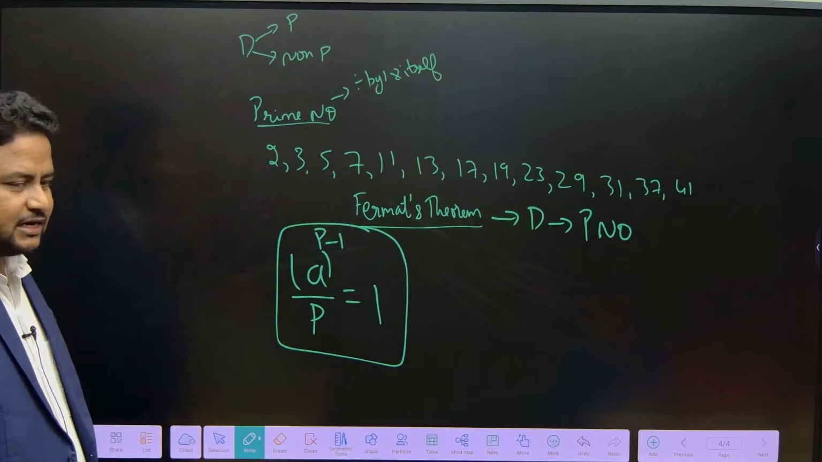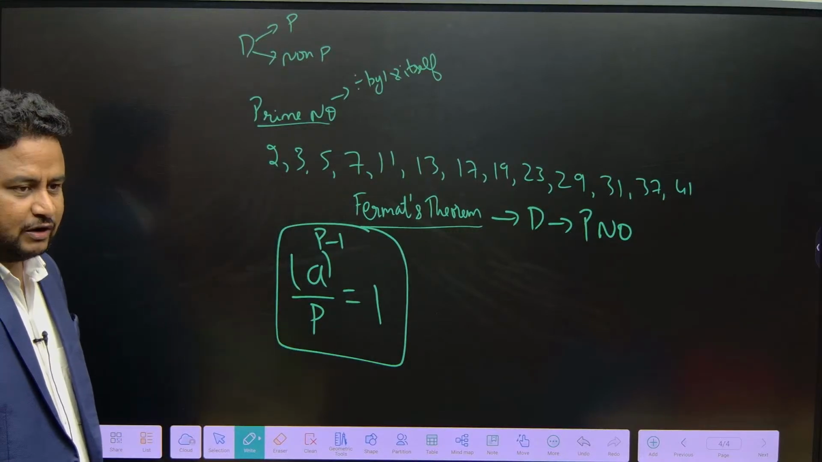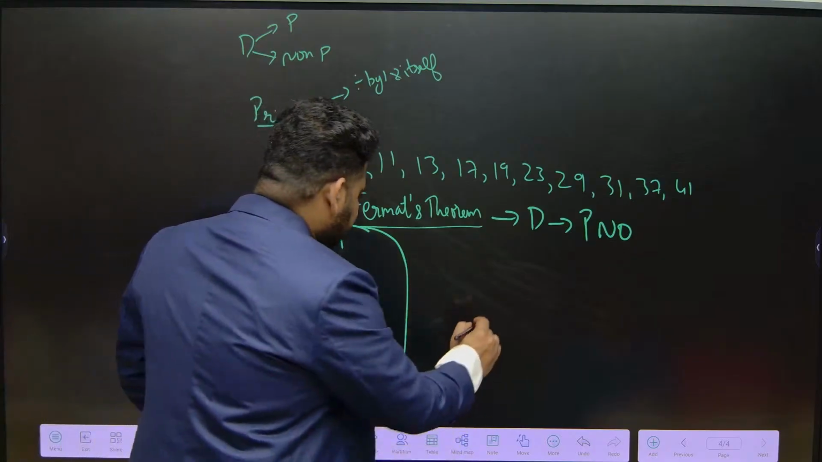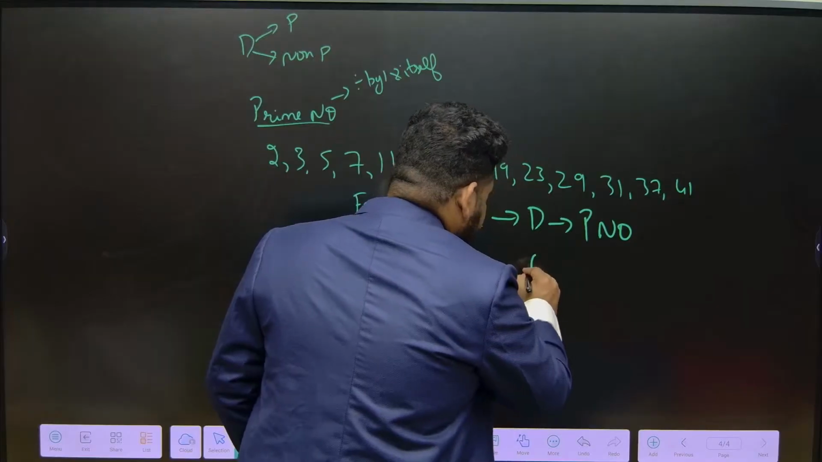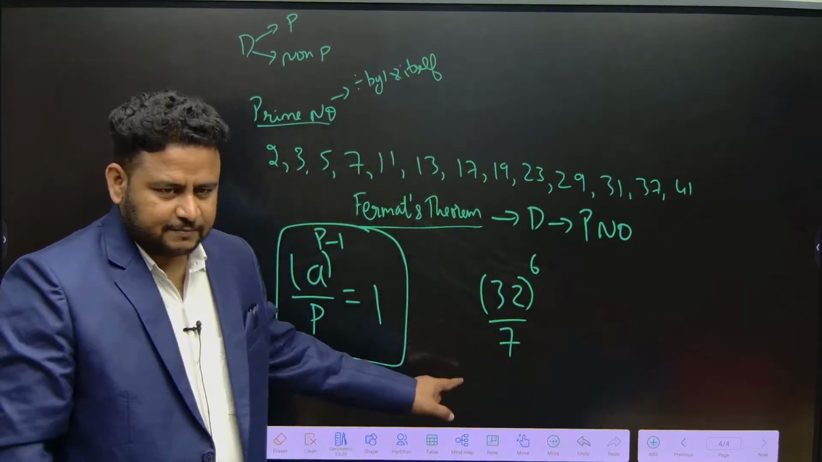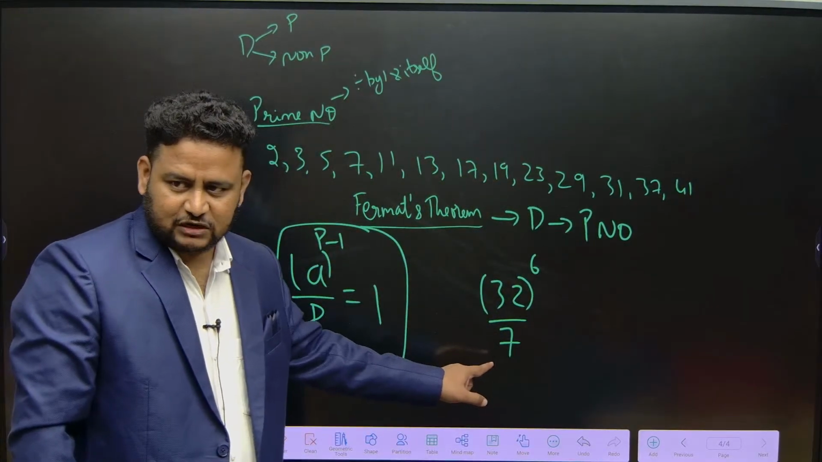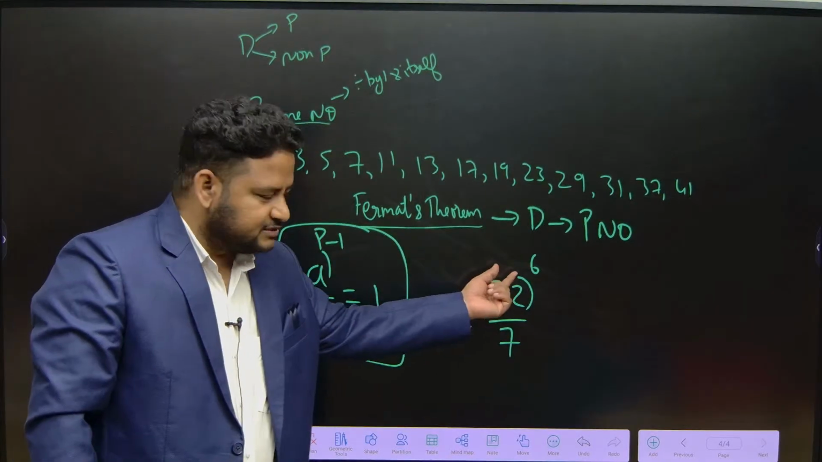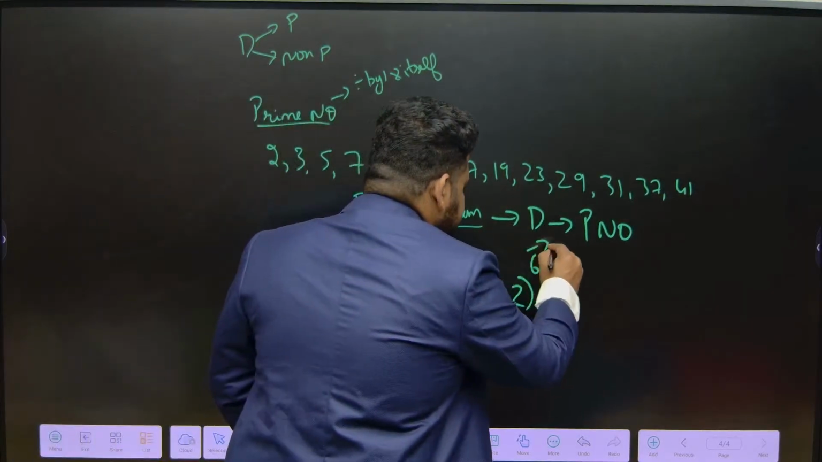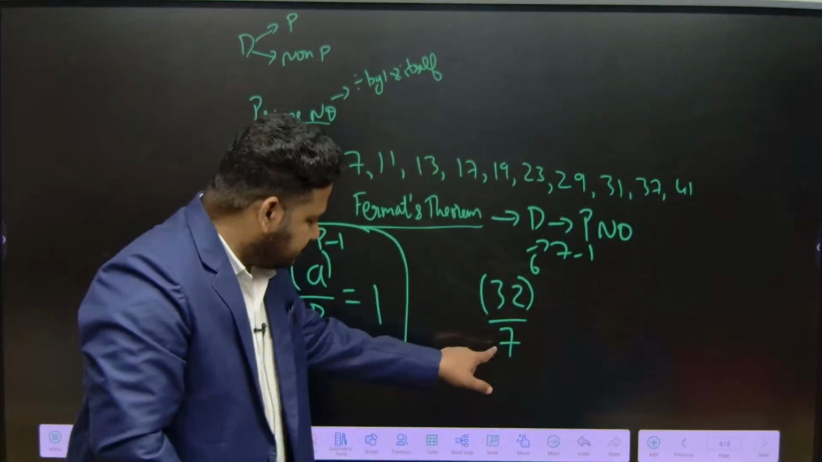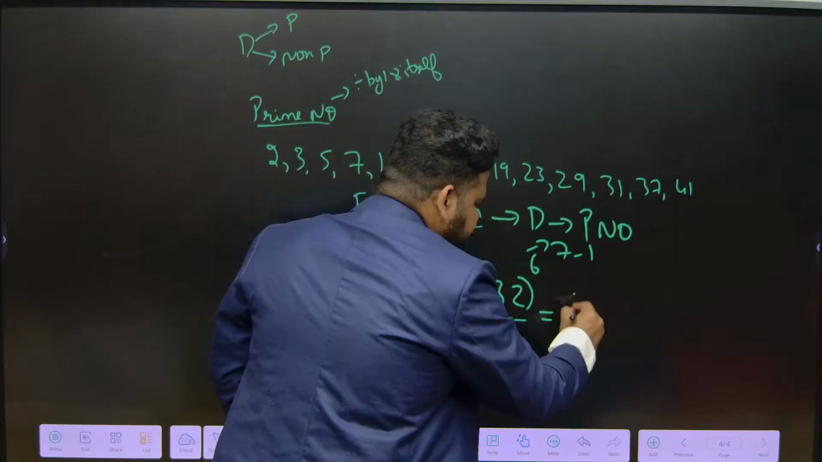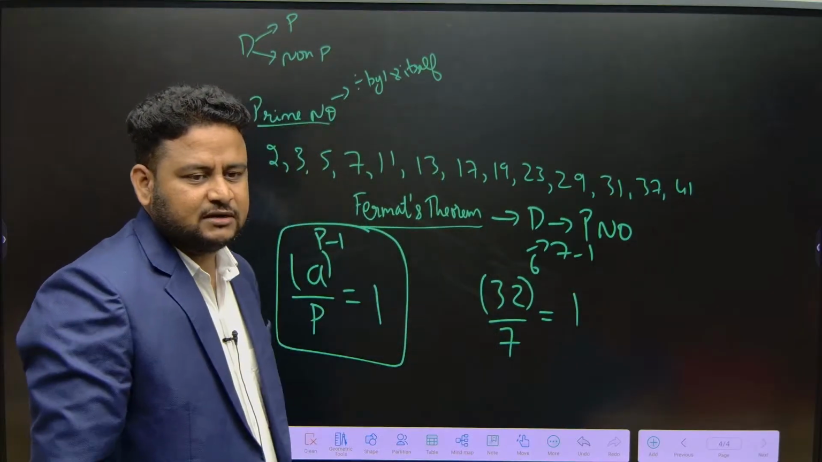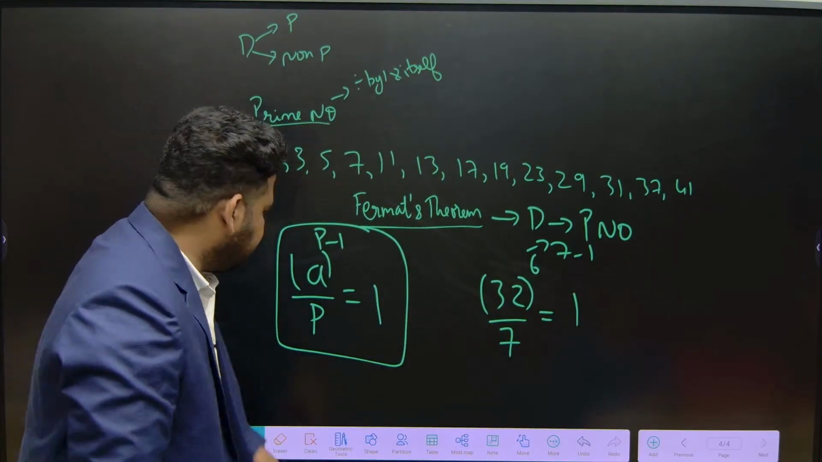Okay, here the remainder will always be equal to 1. For example, see here 32 divided by 7 to the power of 6. First of all, 7 is what? Prime number. 6 is nothing but 7 minus 1, correct? That is p minus 1. So here the remainder is what? 1.